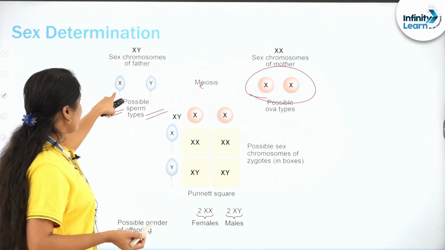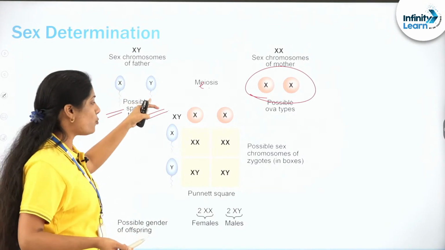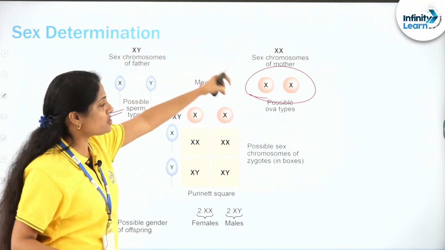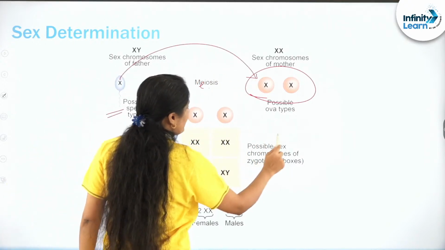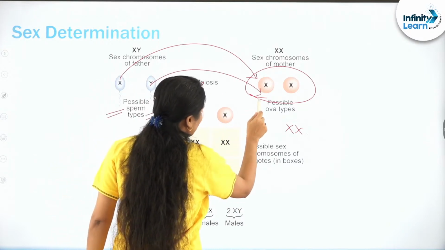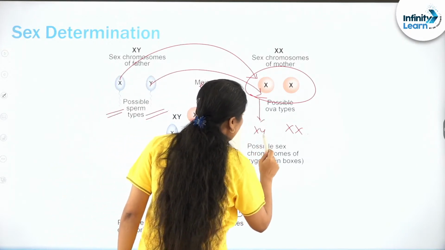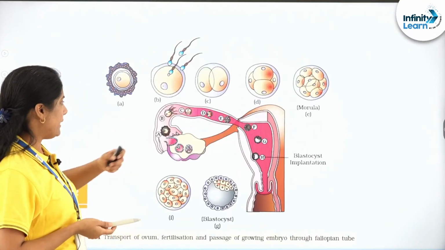50% of the sperm is carrying the X chromosome, 50% the Y chromosome, based on which sperm is fertilizing the ovum. If it is X that's fertilizing, it leads to the female baby. If it's Y, it's leading to the male baby, right? Sex determiner will be the male.